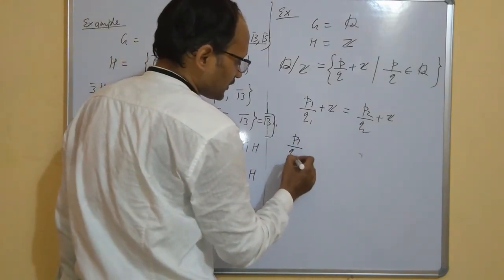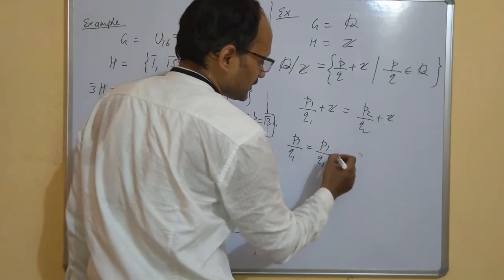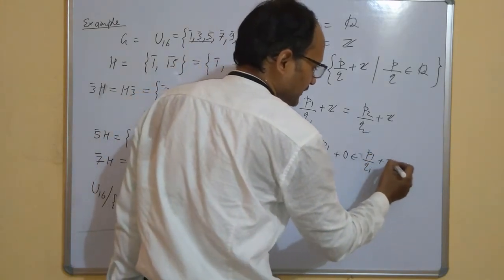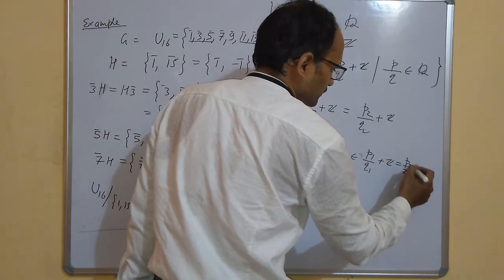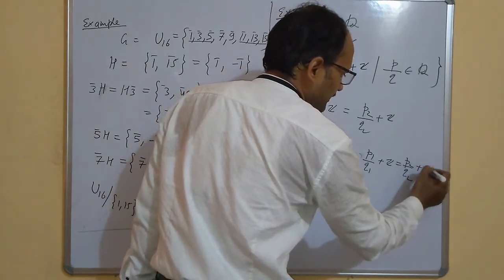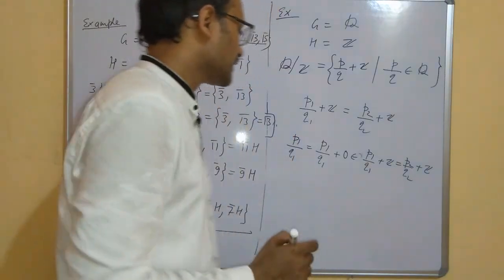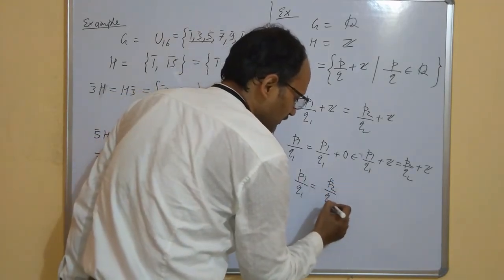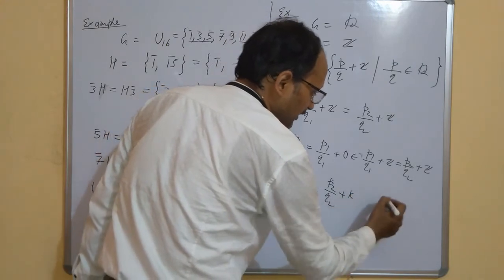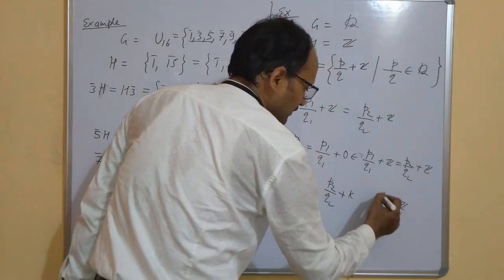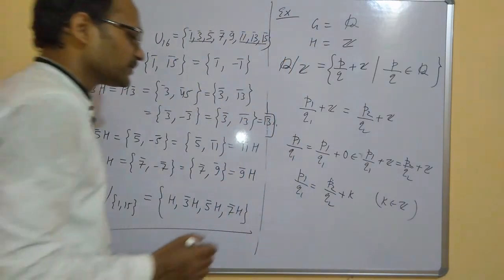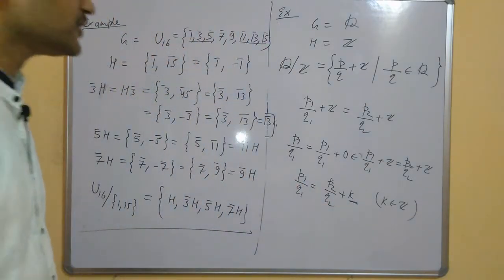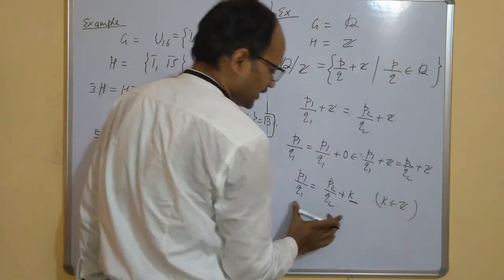Because P1 upon Q1 can be written as P1 upon Q1 plus 0, and 0 is an element of Z, so this belongs to P1 upon Q1 plus Z, and that is equal to P2 upon Q2 plus Z. So it means that P1 upon Q1 belongs to this coset, and this means that P1 upon Q1 will be of the form P2 upon Q2 plus some K, for some K in Z. So whenever two fractions differ by some integer, their cosets will be the same, or if their cosets are the same, then both fractions differ by some integer.